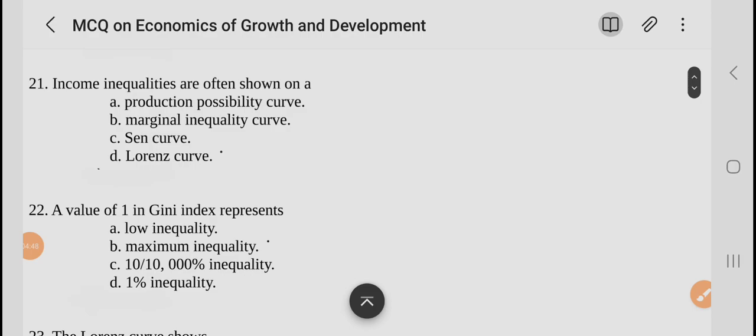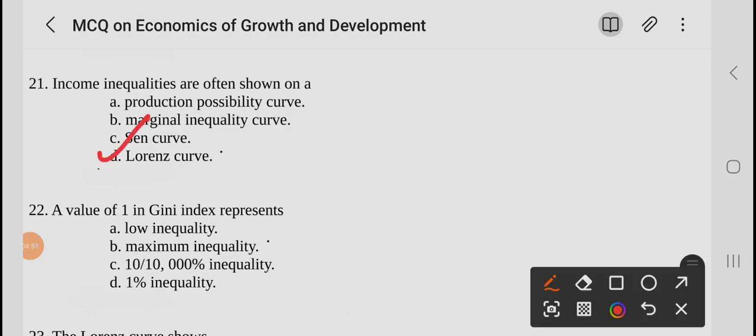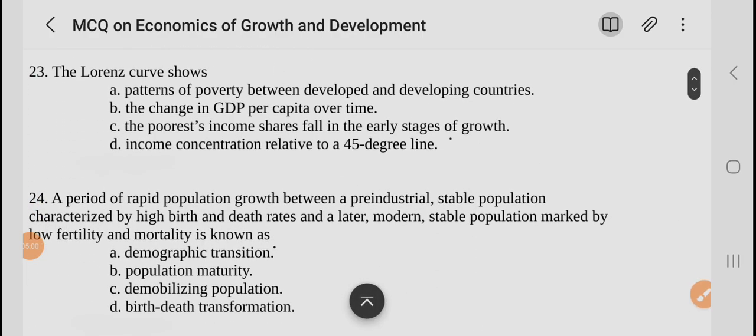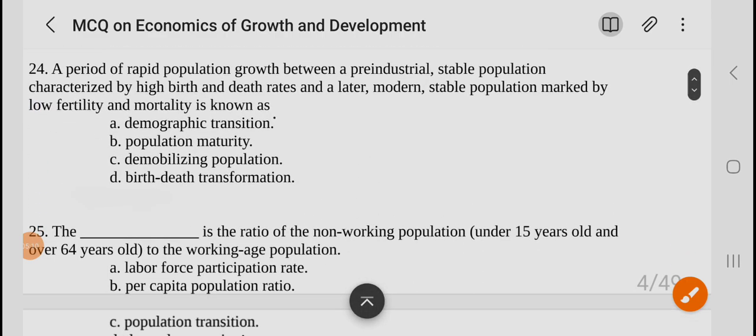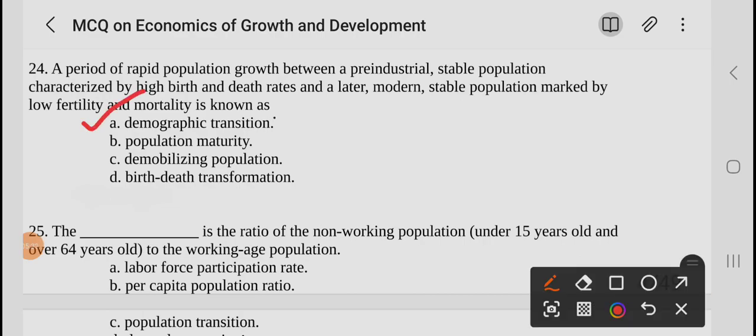Income inequalities are often shown on a Lorenz curve. The value of 1 in Gini coefficient represents maximum inequality. Next one, the Lorenz curve shows income concentration relative to 45-degree line. Next one. A period of rapid population growth between a pre-industrial stable population characterized by high birth and death rates and a later modern stable population marked by low fertility and mortality is known as demographic transition. It's known as demographic transition is the right answer.